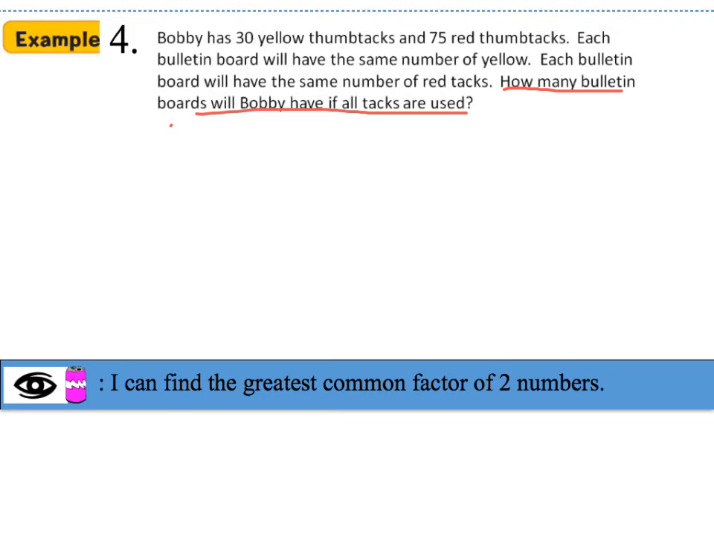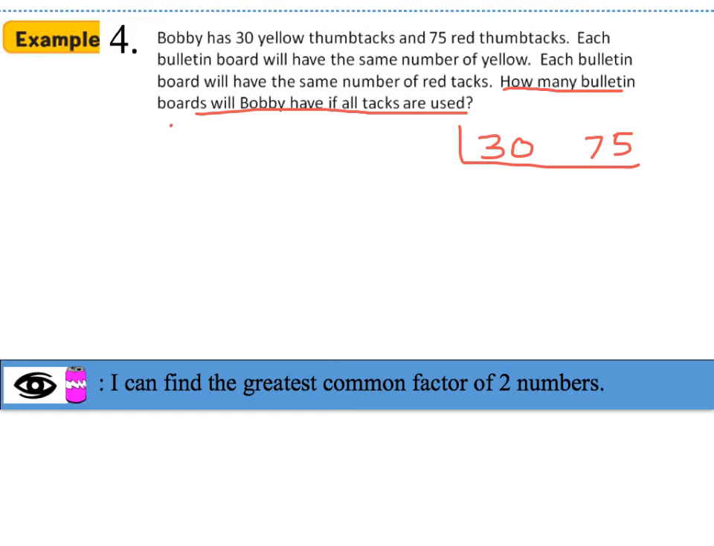So don't just think about the words greatest or largest. Think of, is the problem asking you to use every single piece of information? So this one is. They want all the tacks used. So this is the greatest common factor problem. So let's go ahead and write it. 30 and 75. And we're going to use the upside down ladder to figure that out.